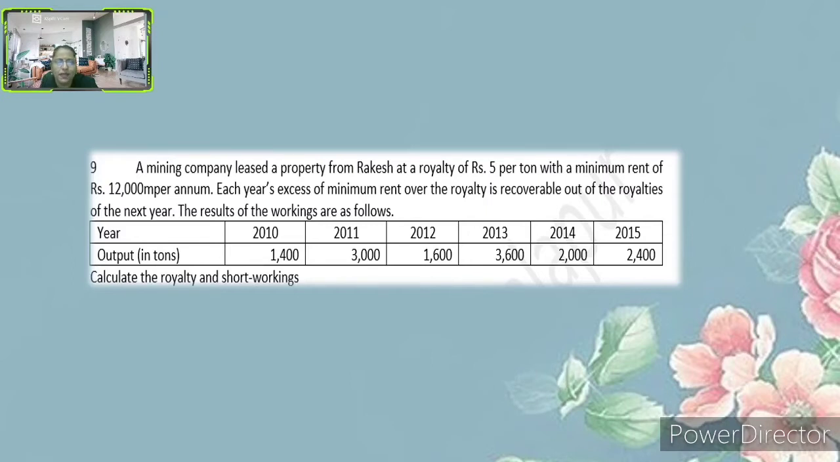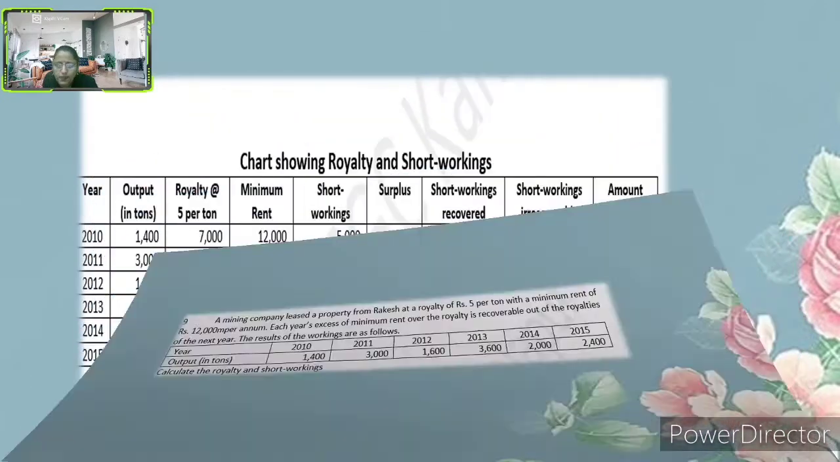They have given the years 2010, 11, 12, 13, 14, 15, and the output in tons, that is 1,400, 3,000, 1,600, 3,600, 2,000, 2,400. From this, we have to calculate the royalty and the short workings. This is a 5 marks problem. Okay. Now let us see how it is solved.